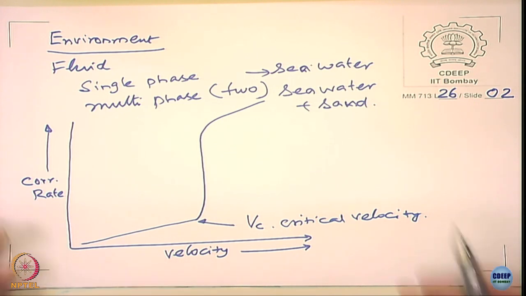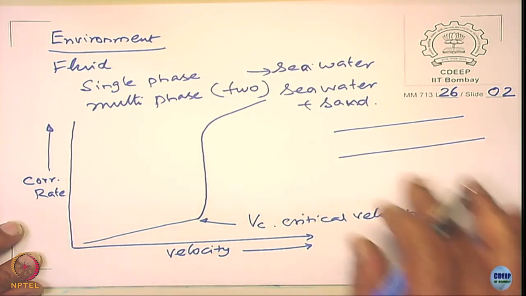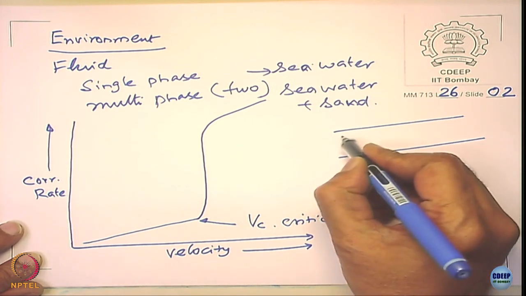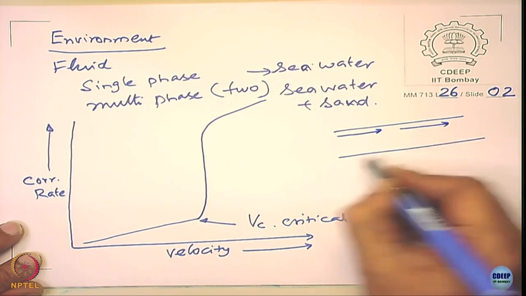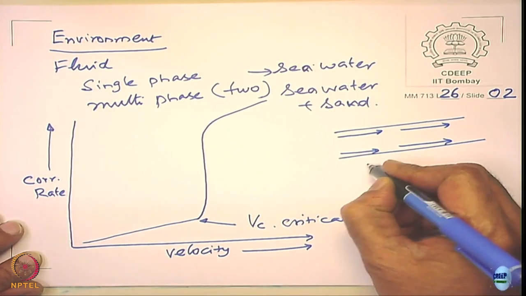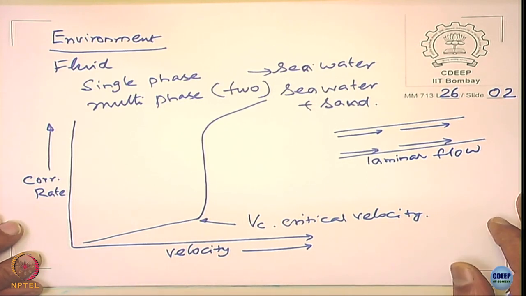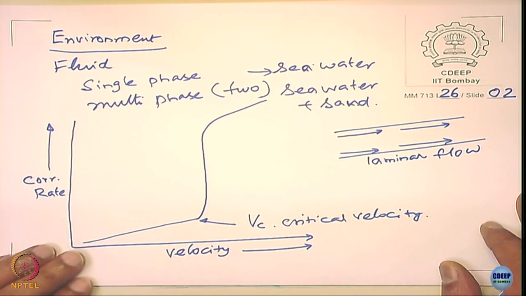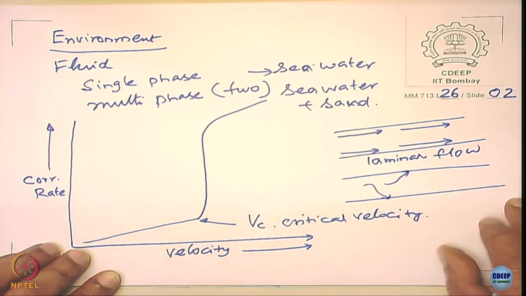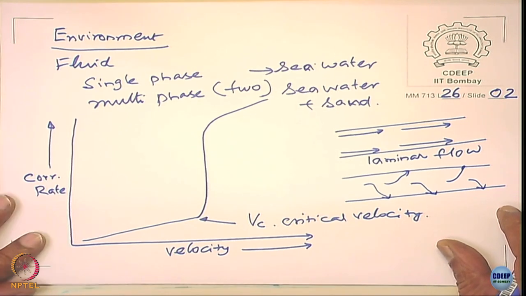Let's say you visualize a pipeline, and the fluid travels in the pipeline. If the movement of the fluid is parallel to the surface, what do you call that? You call it a laminar flow, right? If the flow rate is increased, what happens now? It is no more parallel to the surface, it is going to hit the surface. Okay. What do you call this?